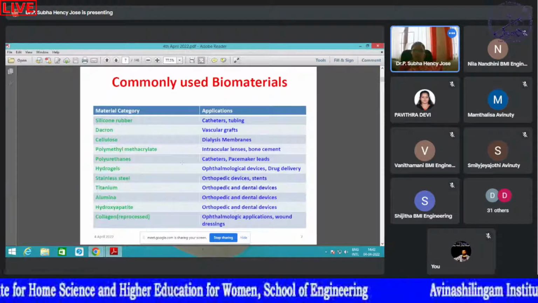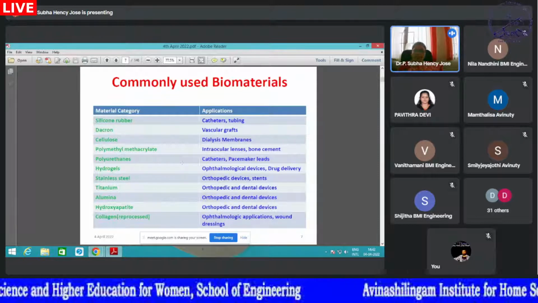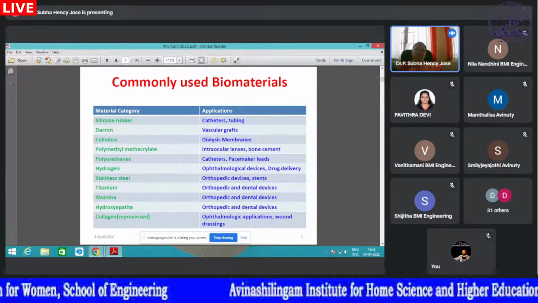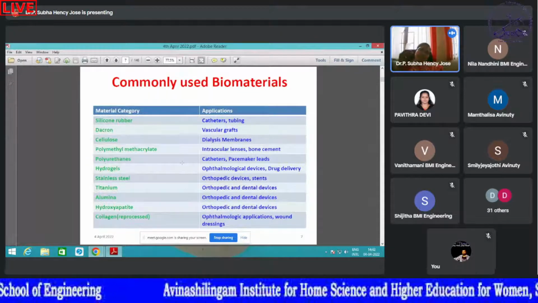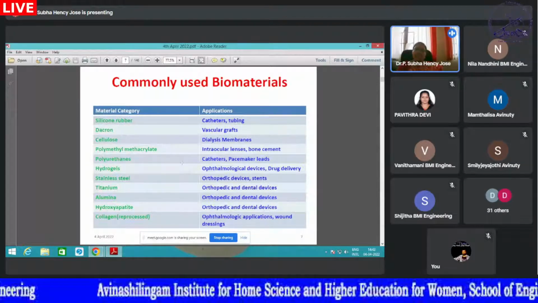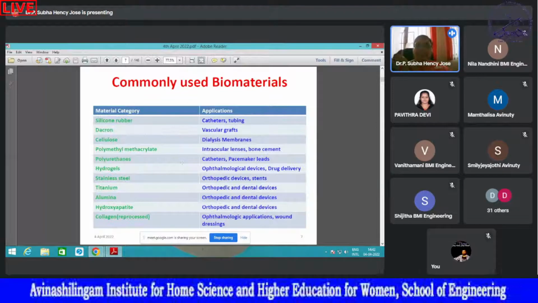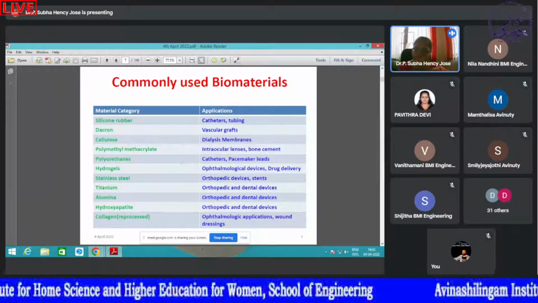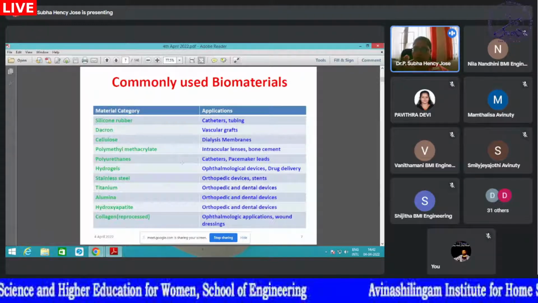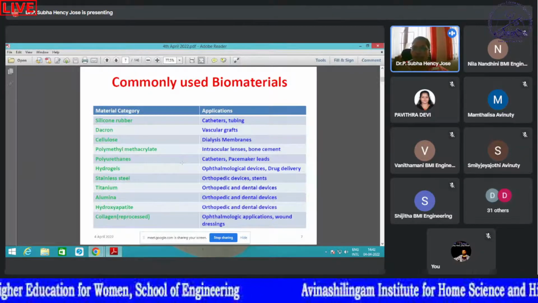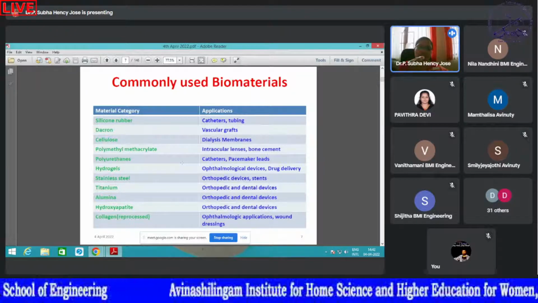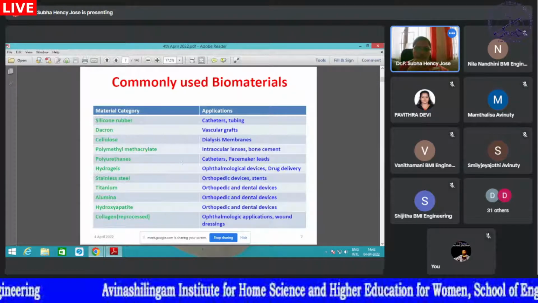So what are the various commonly used biomaterials? One is silicone rubber. We know that this is also a biomaterial which can be used for making catheters and tubings. Catheters or tubings have to be inserted into your body, right? So that tubing also has to be made from a proper material. It should be acceptable by the body, right? For that you are making use of silicone rubber.